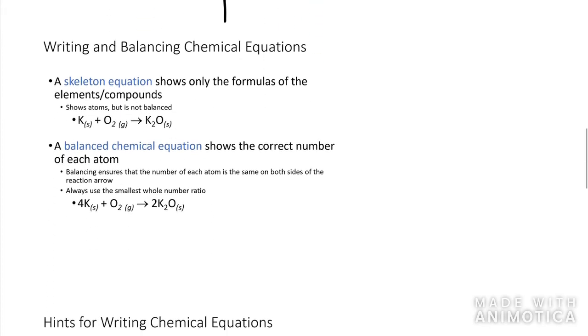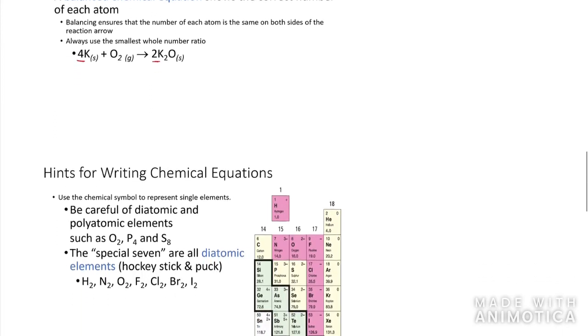Okay, so writing and balancing equations. A skeleton equation shows only the formulas. So this, like potassium plus oxygen, gives us our potassium oxide, but it's not balanced. A balanced chemical equation shows us our coefficients that make sure that we have the same number of each element on each side. For today's assignment, you'll be given the word equation. You'll have to write me a skeleton equation, and then you'll have to give me a balanced equation. And just to give you a heads up, you do have a quiz on this next week where you're going to be doing the same thing.